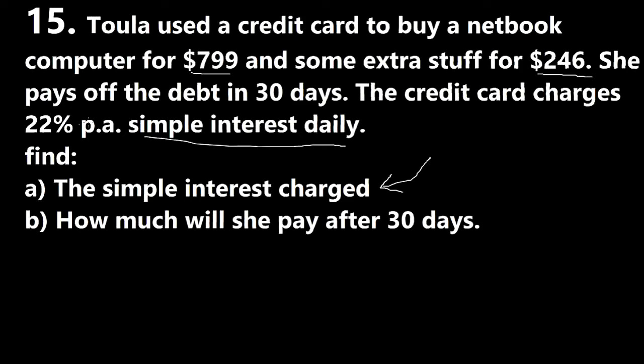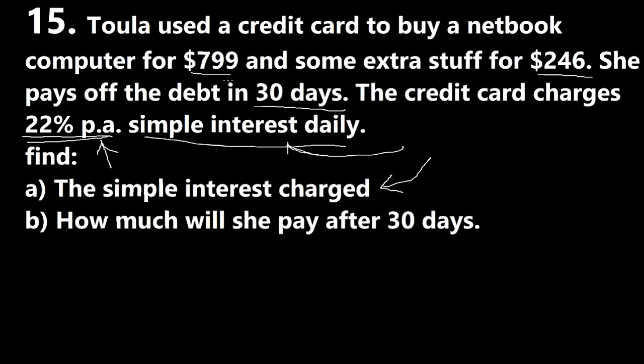But straight away, I can already tell that this 22% per annum daily is going to be a problem, because we have one time measurement in days and the interest rate time measurement in years. So that's going to be a bit of an issue for us. So let's get stuck into finding the simple interest charge. I'm going to assume this means for the day.